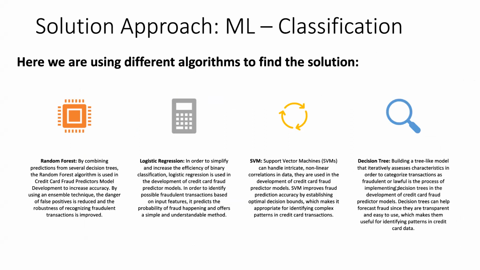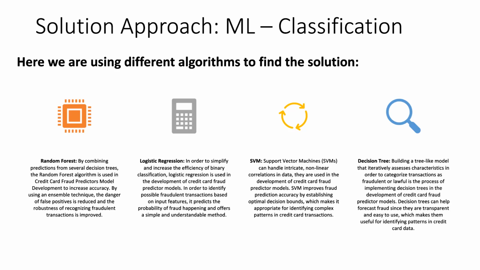The solution approach here is that we use different algorithms like random forest, logistic regression, SVM, decision tree, KNN, Naive Bayes, neural networks, linear discriminant analysis, and quadratic discriminant analysis. Coming to random forest, it is an ensemble machine learning algorithm. It builds multiple decision trees and combines their predictions to improve accuracy. It even reduces overfitting and enhances overall model performance. It can effectively detect fraud transactions through its ability to handle complex patterns.